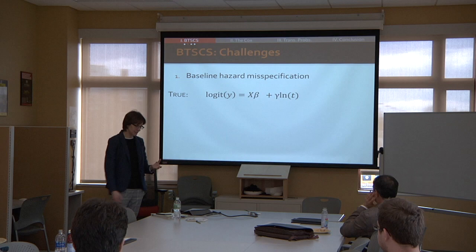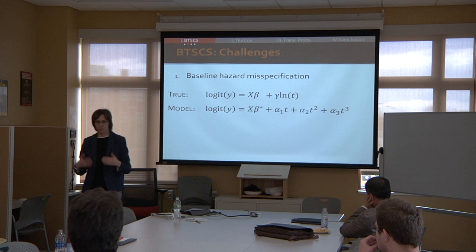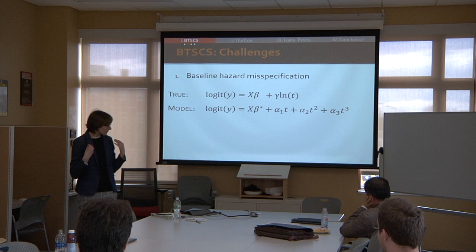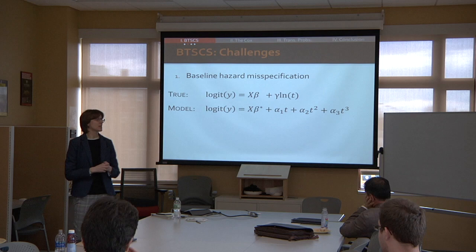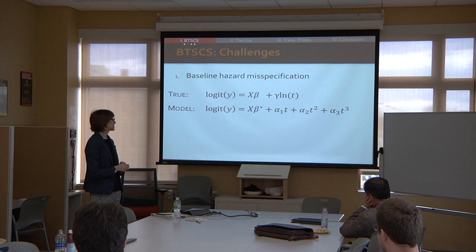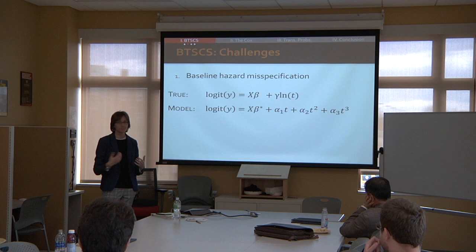And say now you go and model this, and you follow Carter and Signorino's recommendation, because it's a very simple and very versatile way of dealing with duration dependence. So what you would have for your estimated model would still be your matrix of x's. You would still have a vector of slope coefficients, and the star here is just to note that those values will be different than they are in the previous.